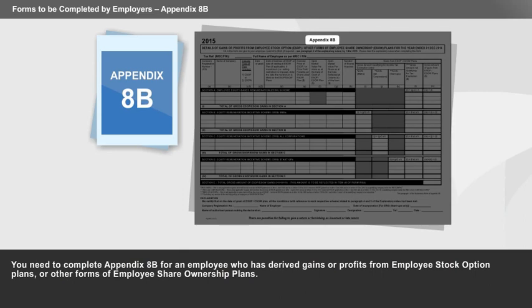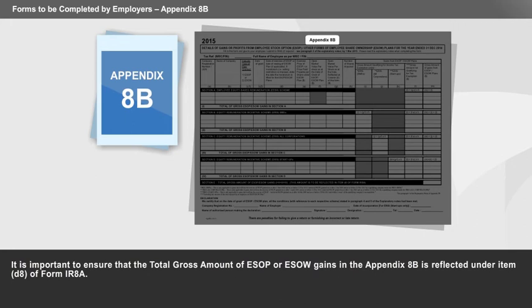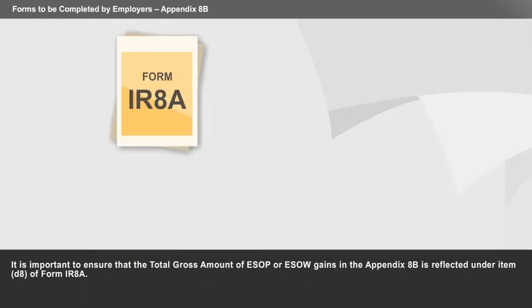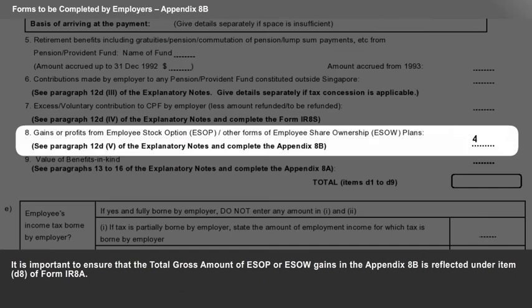You need to complete Appendix 8B for an employee who has derived gains or profits from employee stock options plans or other forms of employee share ownership plans. It is important to ensure that the total gross amount of ESOP or ESOW gains in the Appendix 8B is reflected under item D8 of Form IR8A. Otherwise, you have failed to report the ESOP and ESOW gains derived by your employee.